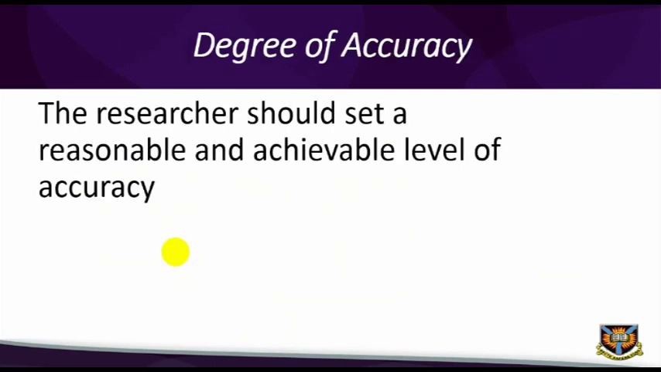D. Degree of accuracy. The researcher should set a reasonable and achievable level of accuracy. See chapter. Organization of data, analysis and interpretation of results will be discussed in subsequent lectures.